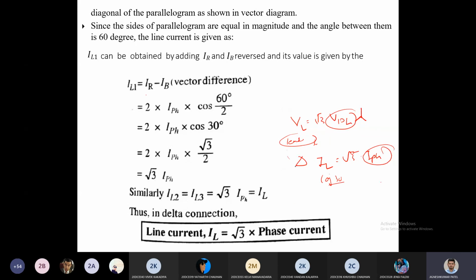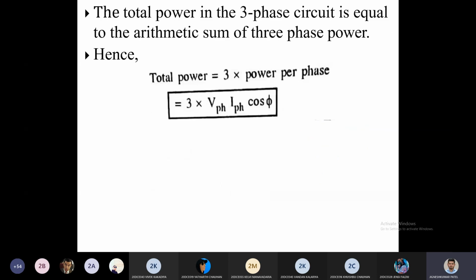So in delta you will get the current difference in line, in star you will get the voltage difference. Okay, so line current is equal to under root 3 times the phase current. Again the power can be calculated with the same equation, 3 V phase I phase cos phi.